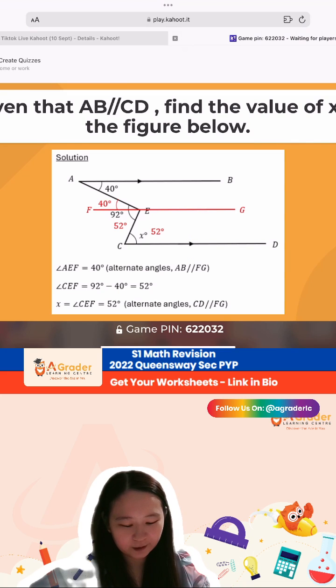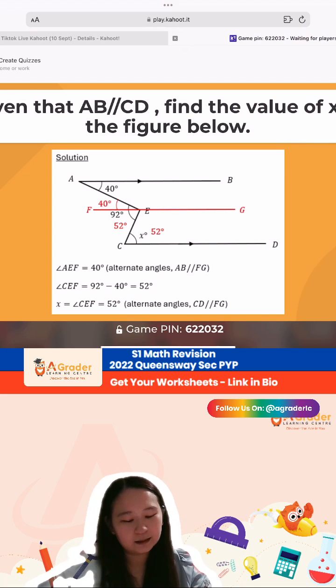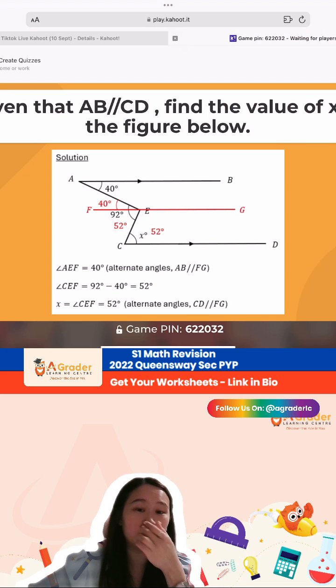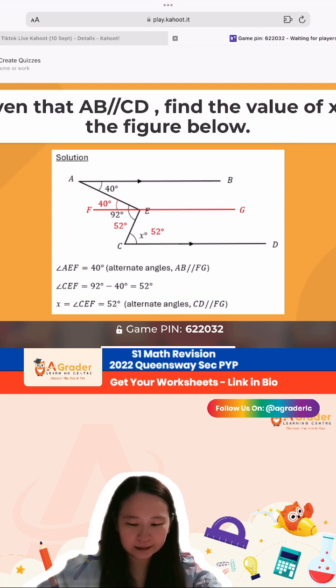So we draw the line FG, then we can see that angle AEF is 40 degrees using alternate angles. And then our angle CEF is 92 minus 40, we get 52 degrees. So angle X is alternate to this 52 degrees. We can use alternate angles here. Therefore, X is 52 degrees.